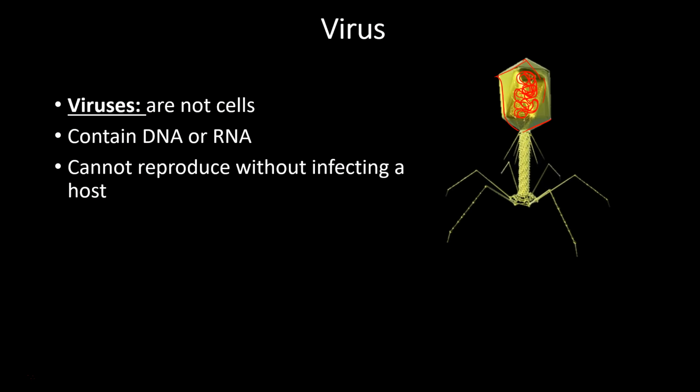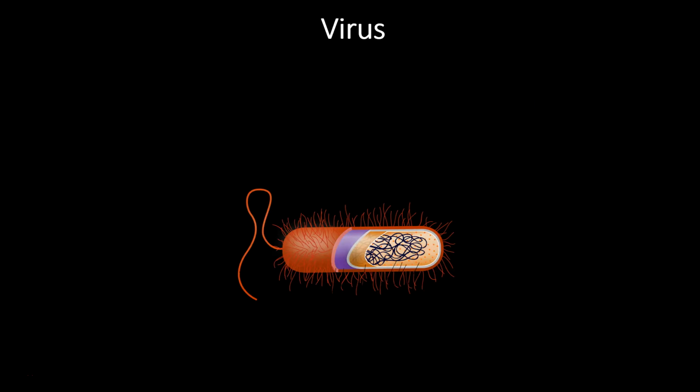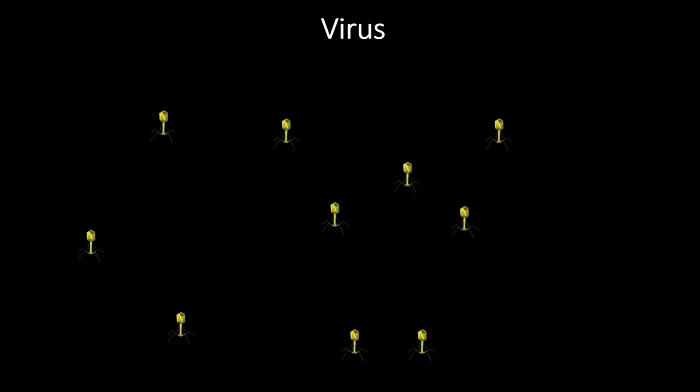Next, we talked about viruses, which are not a cell. They have either DNA or RNA inside of a protein coat. Viruses cannot replicate on their own. They have to infect a host. Once they infect the host, they use the machinery, the organelles inside of that host, and make more copies of itself until finally they break out and infect more cells.